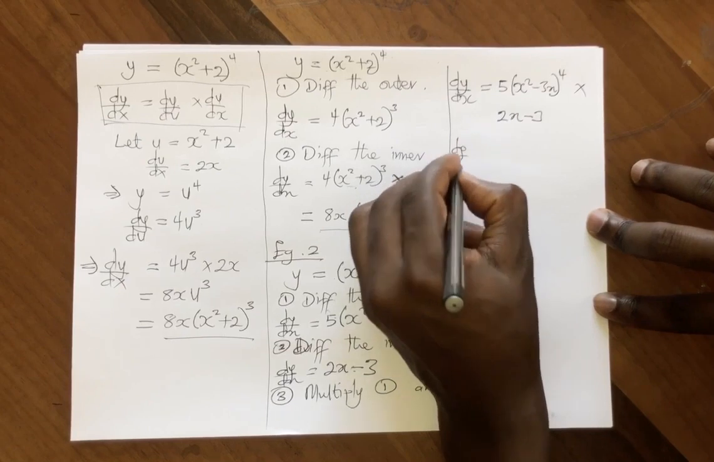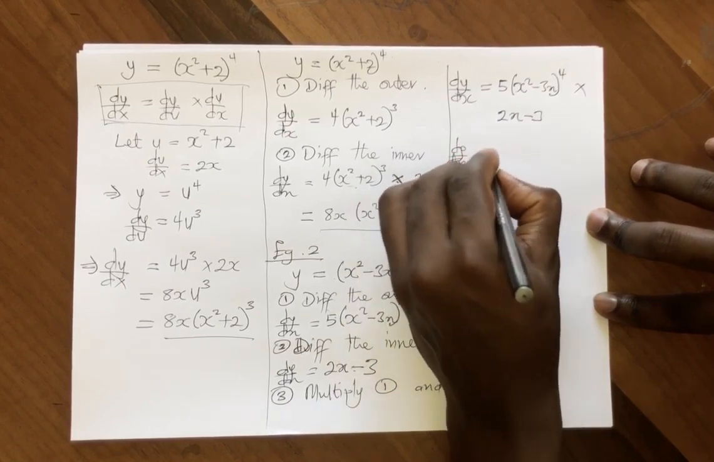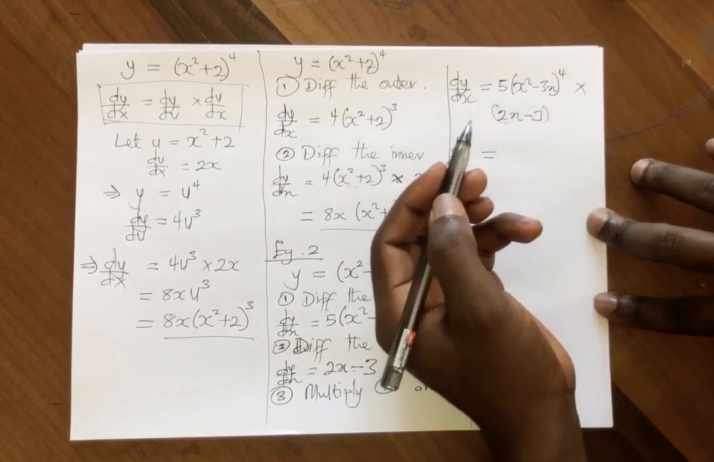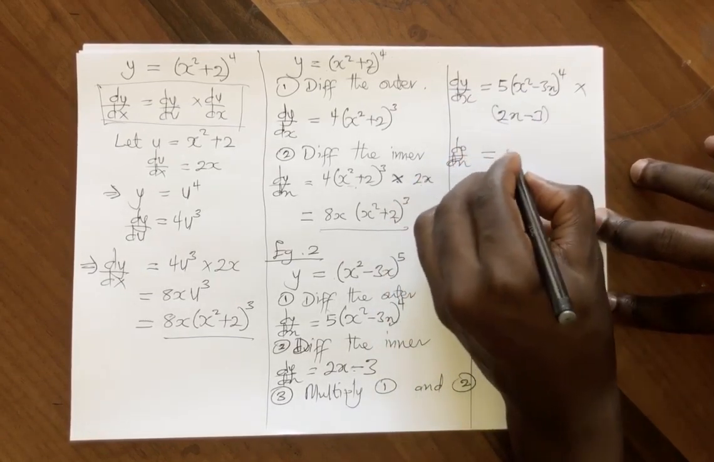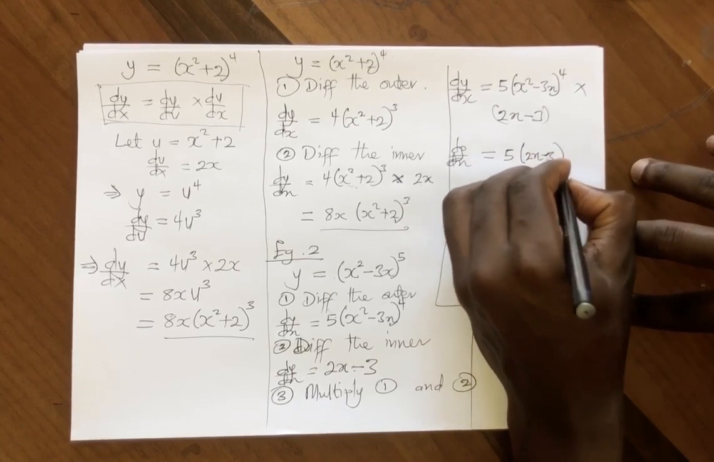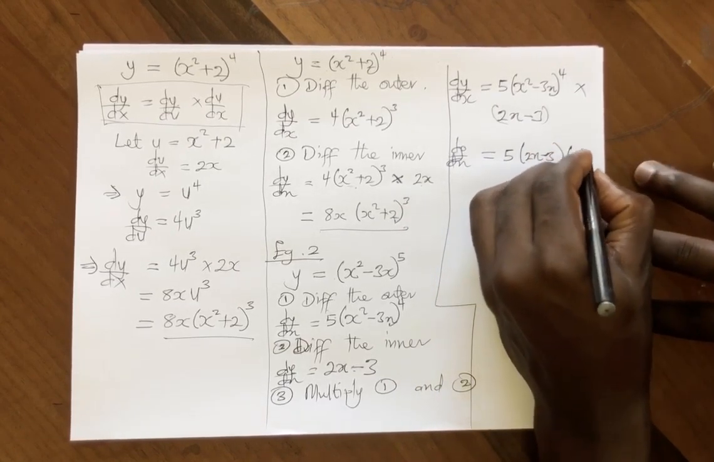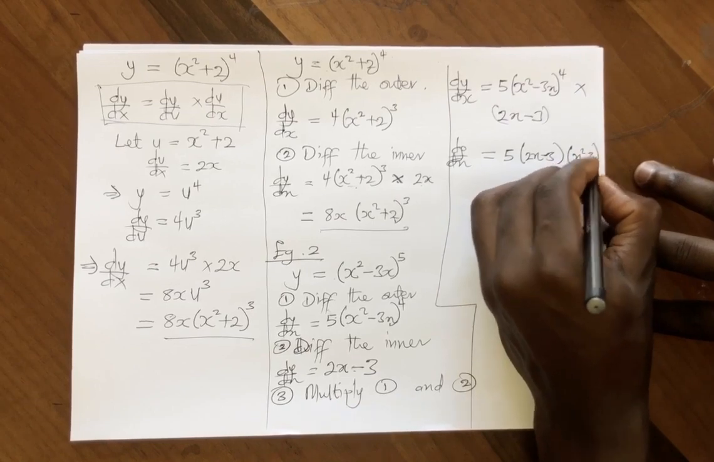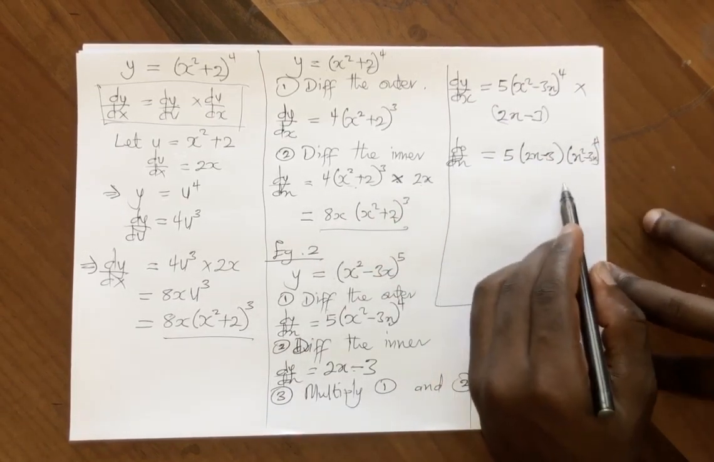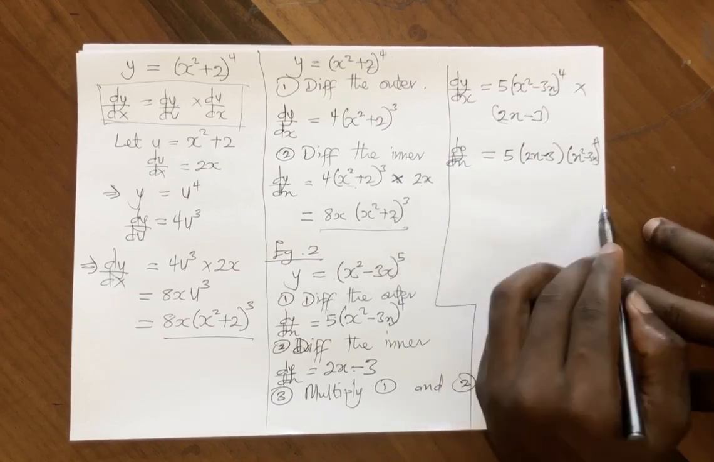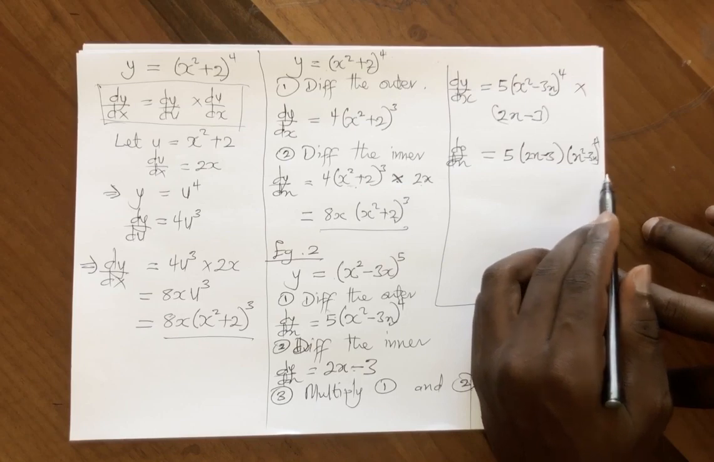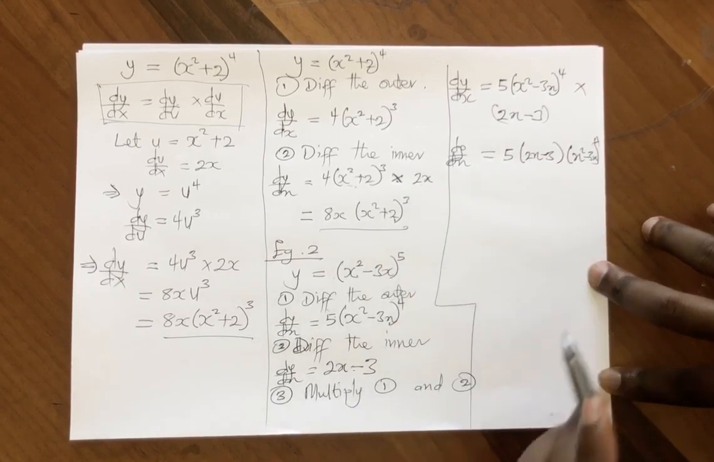So dy/dx would be equal to, now you have this times that, okay? So just write 5, 2x minus 3, x squared minus 3x raised to the power 4, okay? You can leave it like this, or you can expand, but leave it like this, which is better. Because when you expand, it's going to be a lot of terms. This is better. Leave it like this.